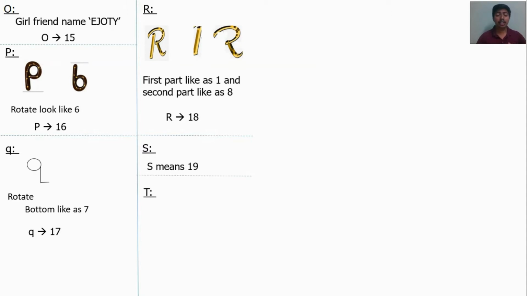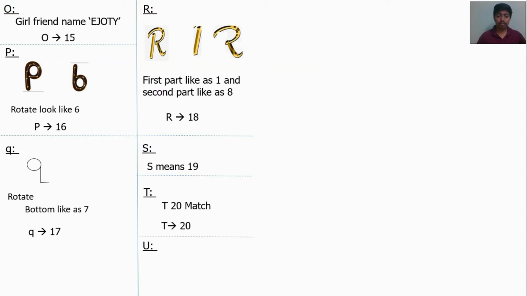Then T. Your T here is E5, J10, O15, T20. In another way, we know the T20 match. Remember this T20 match. T means 20. IPL T20 match. So T is in the 20th position.